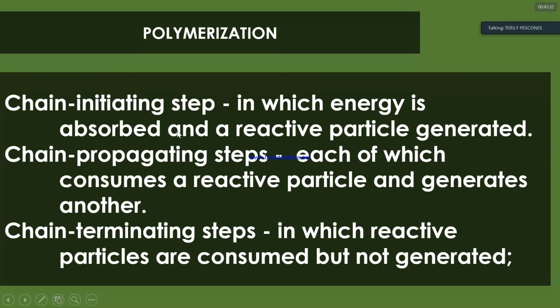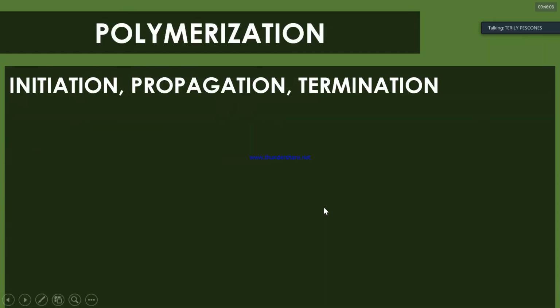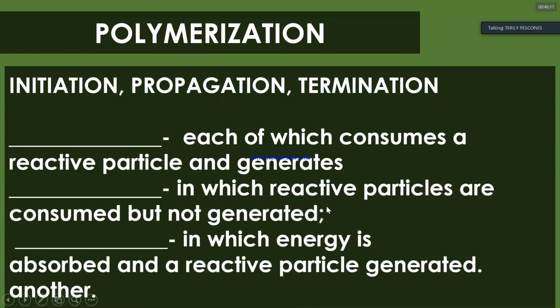So, chain initiating step, propagating, and terminating. In chain initiating, energy is absorbed and then reactive particles are generated. Yung mga reactive particle, ito yung mga radical natin, yung merong containing the odd electron. Then propagating, which consumes a reactive particle and generates another. So it consumes the free radical, but it could generate another. Then chain terminating, in which reactive particles are consumed but not generated. Okay, so initiation, propagation, and termination.